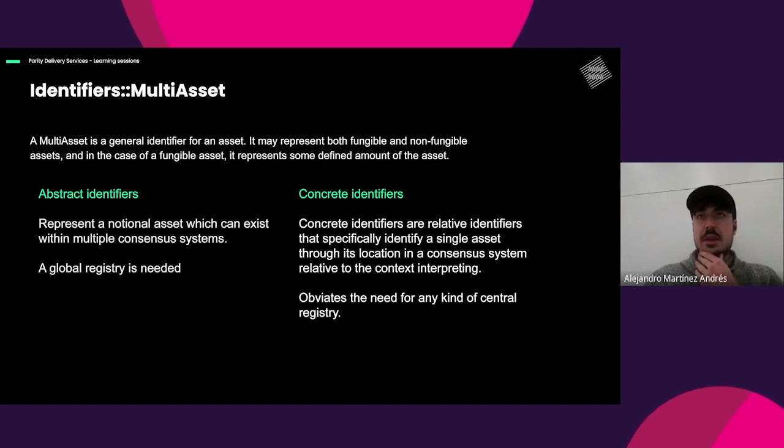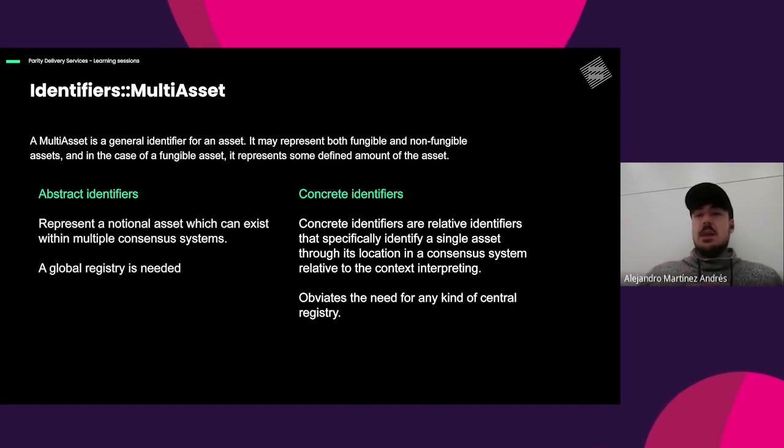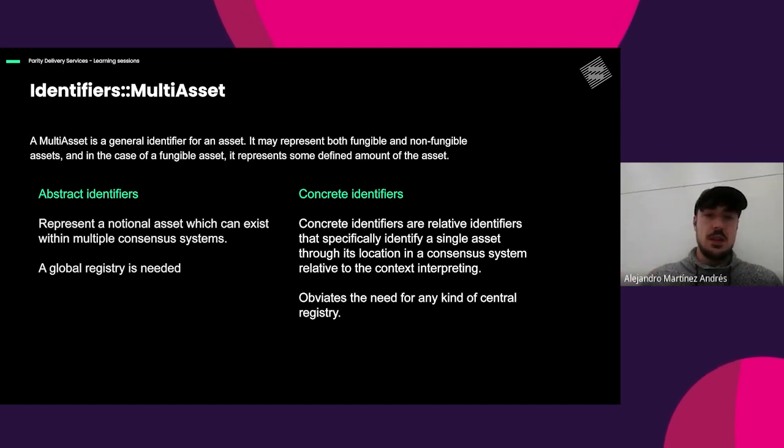Each of them has its own special needs, right? In the case of abstract identifiers, their purpose is being able to refer to some asset existing in some consensus system in a universal way. So that it could be identified from whenever, and the naming will be the same.